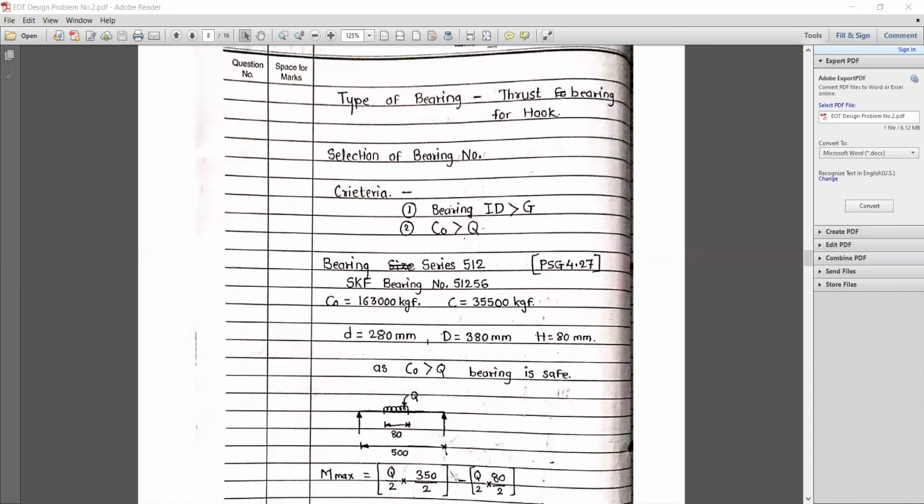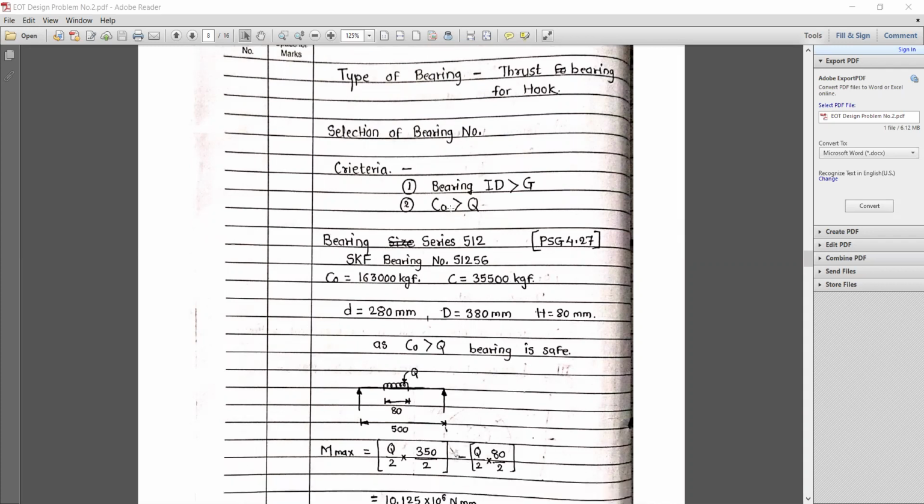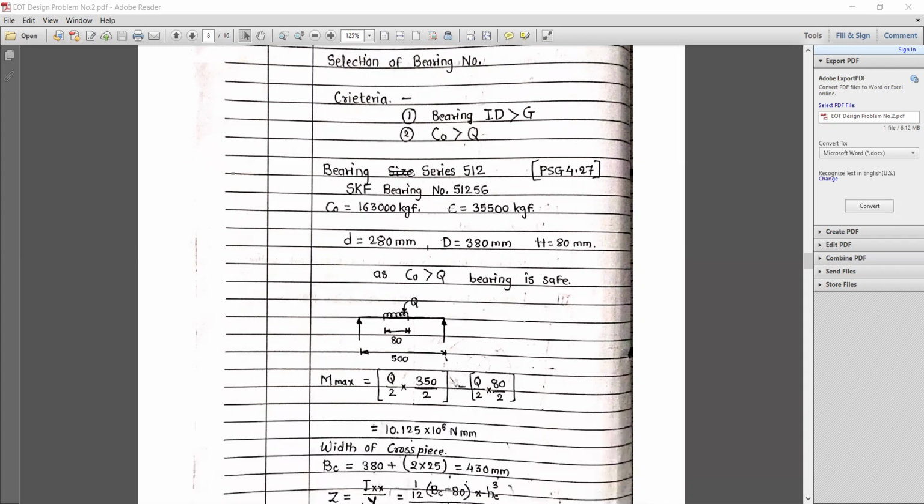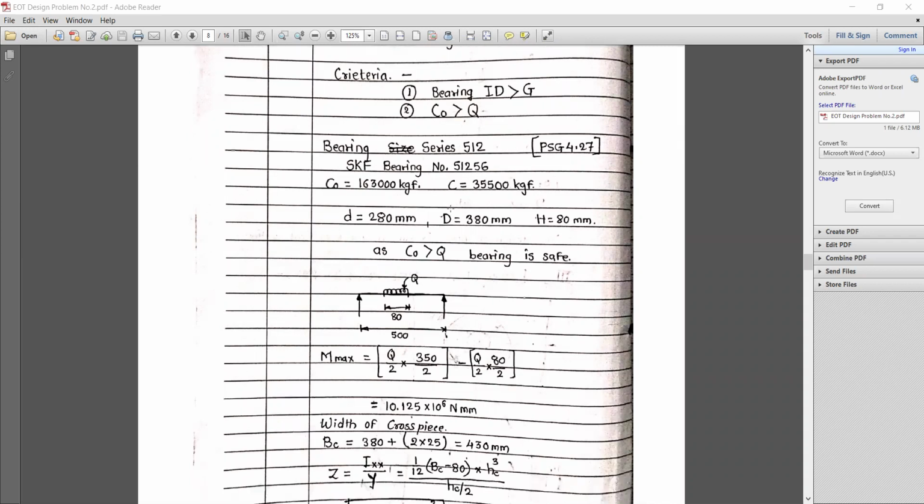As we know, the hook is purely carrying the vertical load, that is only axial. So an axial, or you can say thrust bearing, only a thrust bearing is suitable for the hook. The selection of bearing is based on two criteria: first, the bearing internal diameter, and second, the dynamic capacity.